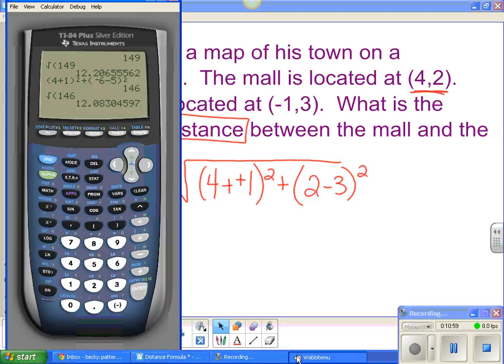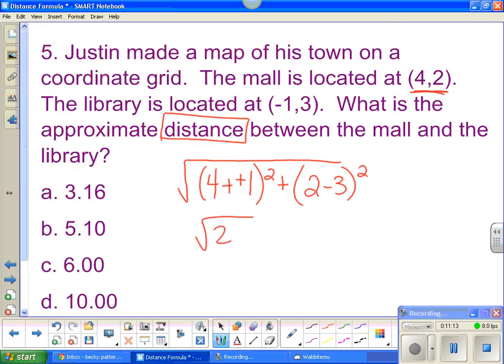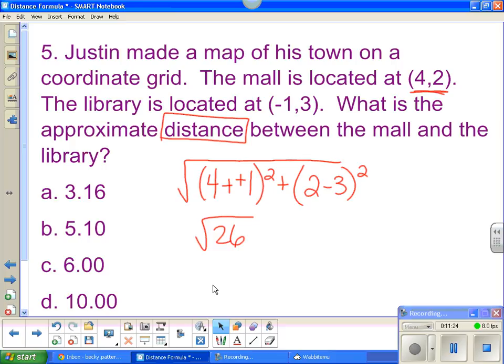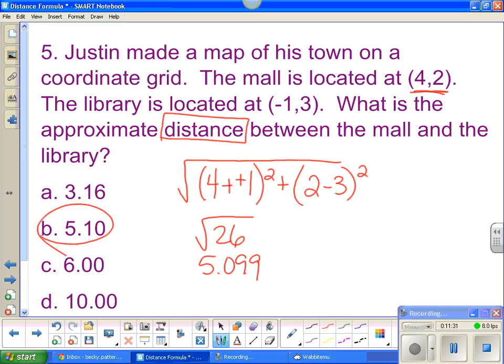And then I grab my calculator. Start with the parentheses. 4 plus 1 squared plus 2 minus 3 squared. 26. So I have a root 26. I have all decimals, so I need to take my root 26 and see what decimal it is. 5.099. So that would round to 5.10.